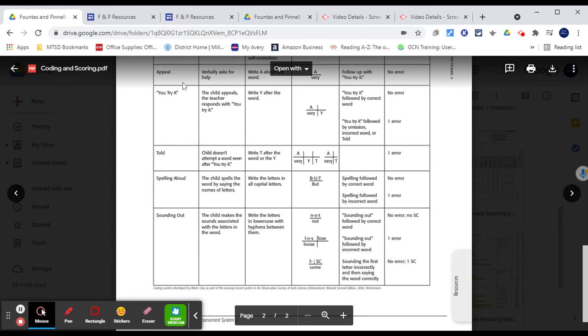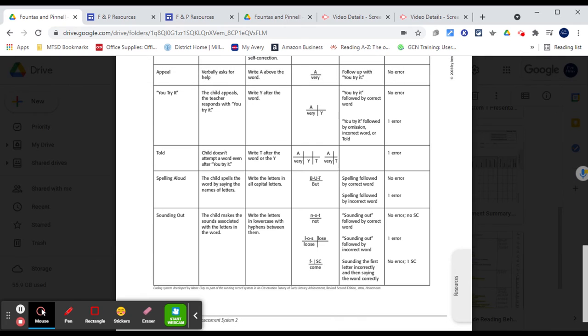So I would just, this appeal and you try it, this really doesn't happen too much as you're reading. They're either omitting the word or they're waiting for you to tell them the word or they're substituting a different word, which is the majority of the errors that I have come across.